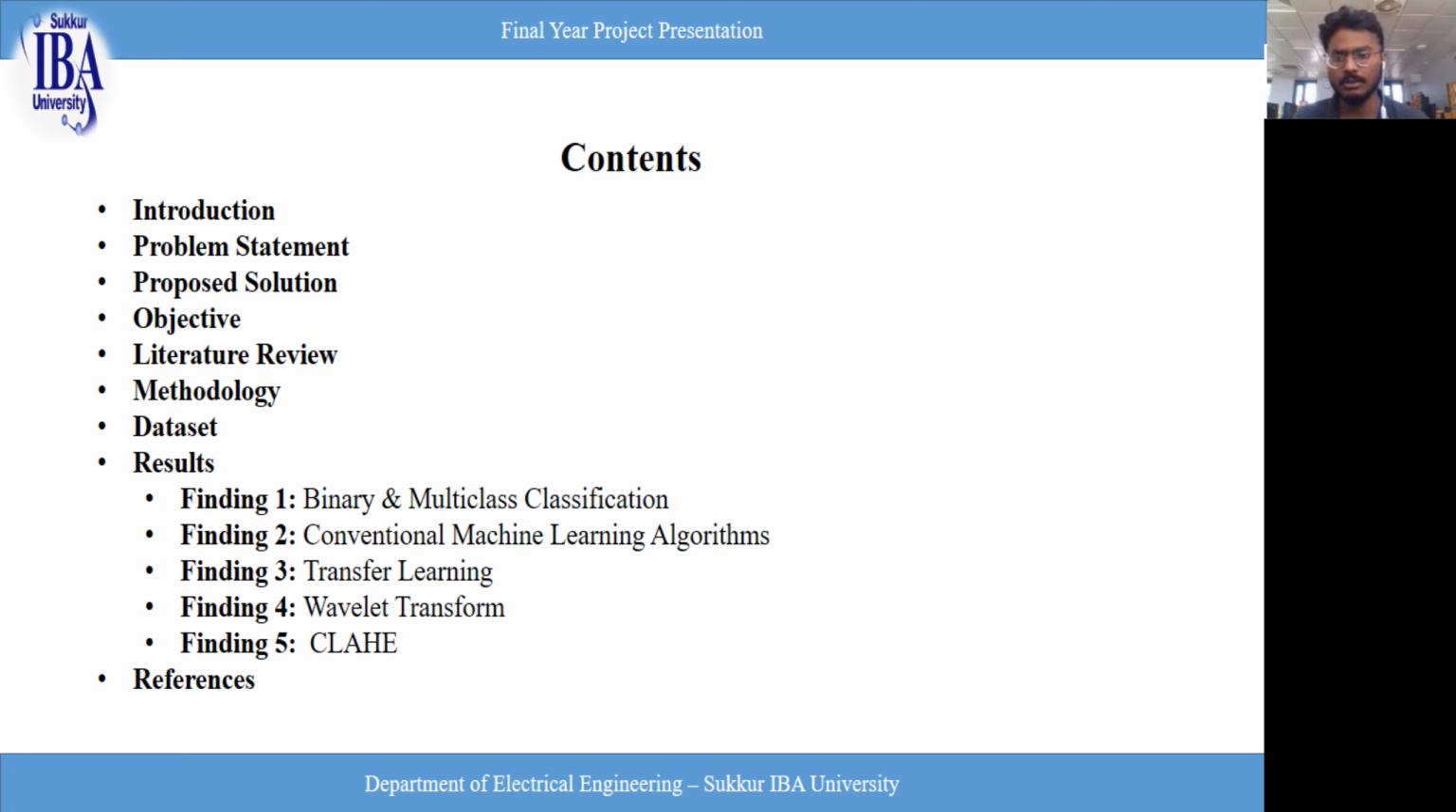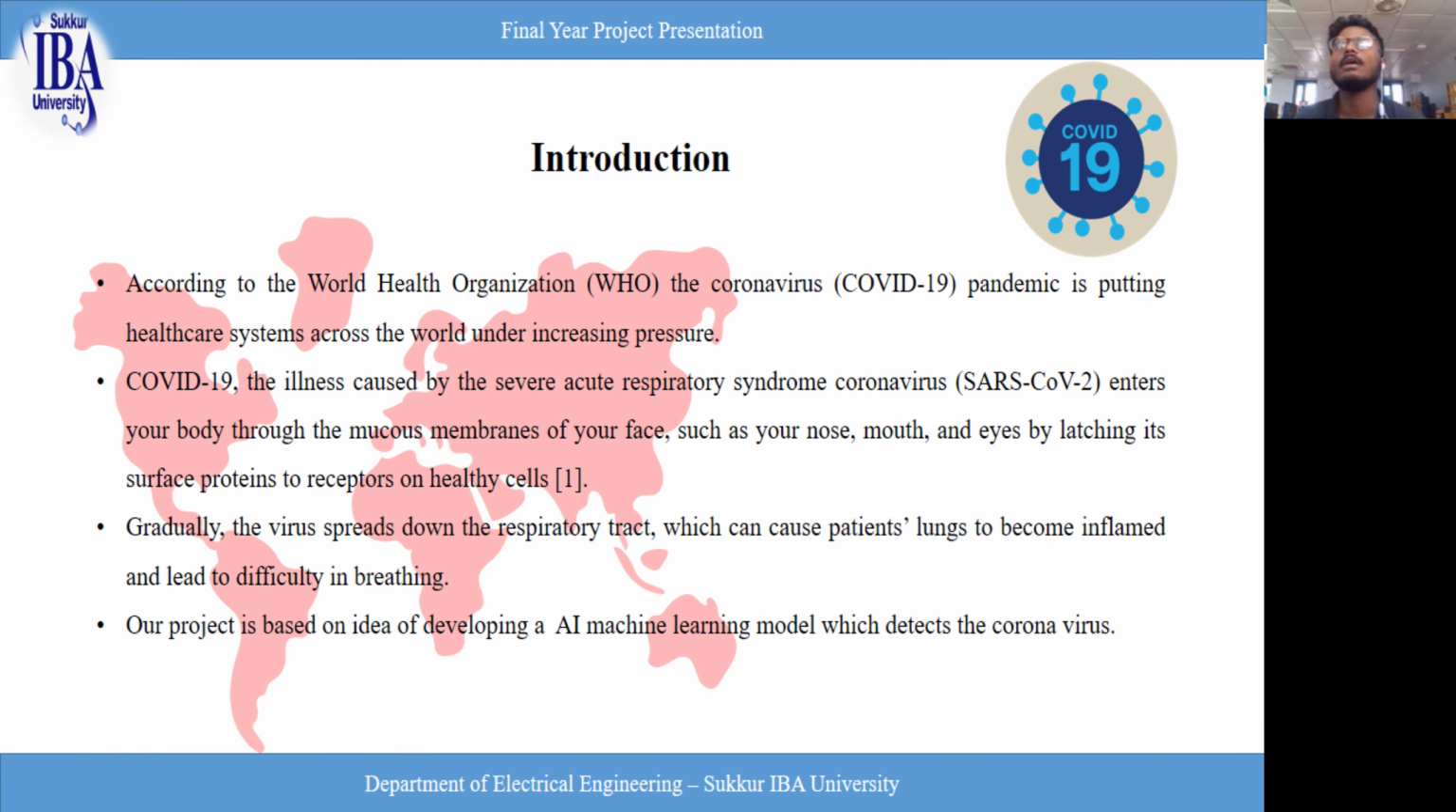In finding 1, I will be telling you about binary and multi-class classification of COVID images, neutral images, and pneumonia images. In finding 2, conventional machine learning algorithms such as naive Bayes and KNN, and in finding 3 there would be transfer learning, finding 4 wavelet transform, and finding 5 CLAHE.